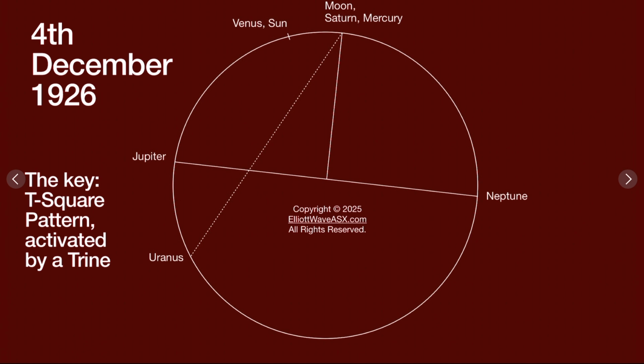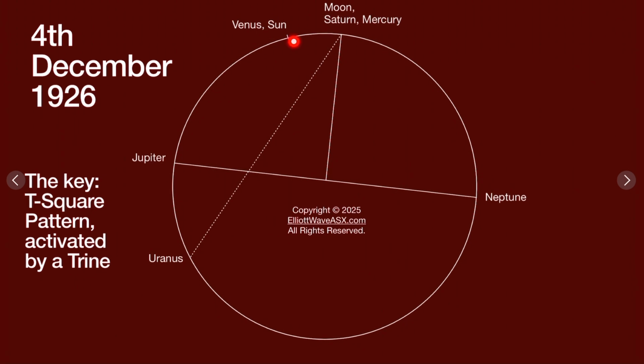So what we've got is a T-square involving the largest planets. We've got Neptune, Jupiter, Saturn in the T-square, and Saturn is conjunct the Moon and Mercury, and they're trine Uranus. Note that Venus is conjunct the Sun, and also that Venus is the next closest fast planet to the setup.